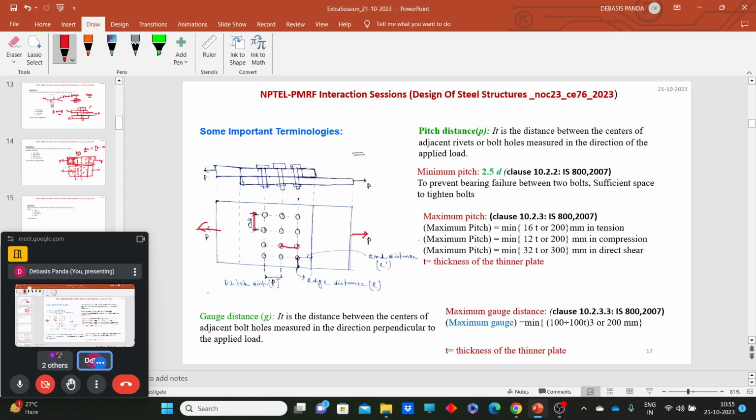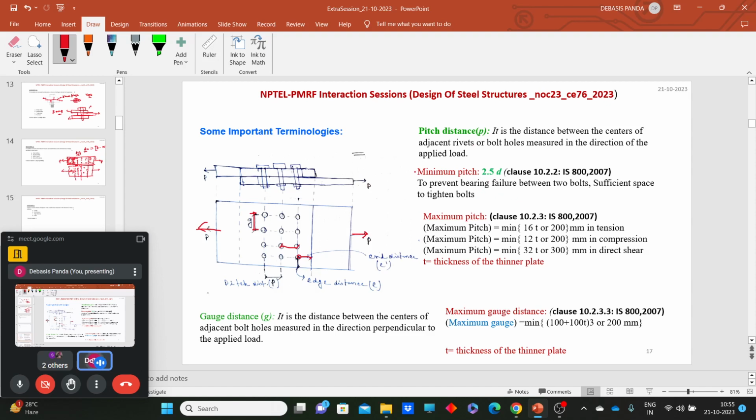End distance is the distance from the center of the last bolt to the adjacent edge of the plate measured along the direction of application of load, and for edge distance it will be the perpendicular distance. Regarding this particular topic, you should keep in mind the minimum values and the maximum values of these distances.